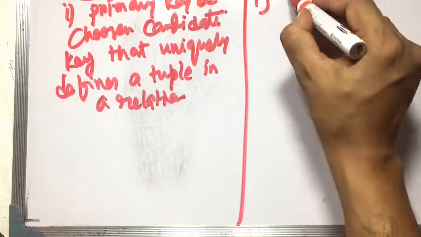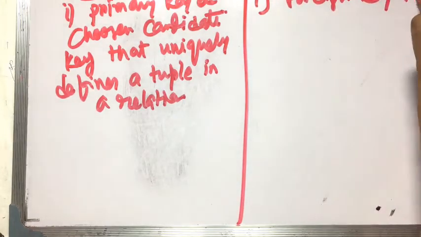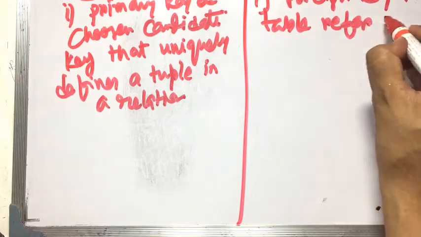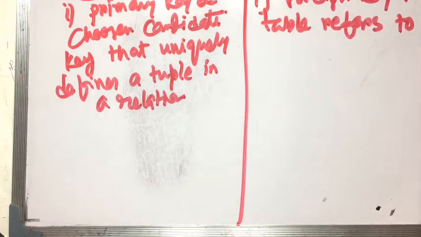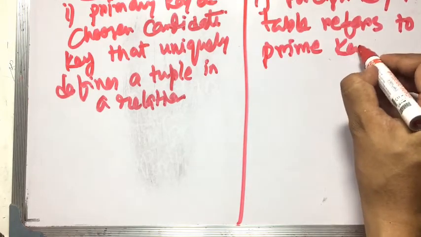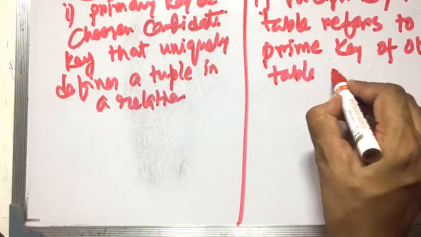Number 1, foreign key in a table refers to the primary key of another table. So it is used to refer to the primary key of another table.